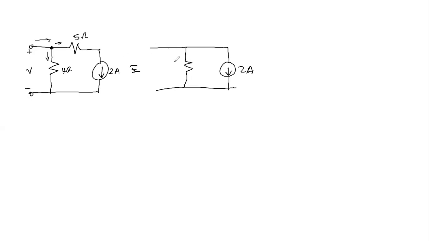And here we have 4 is in parallel with 5. So that's going to give us 4 times 5 divided by 4 plus 5, that's 20 over 9, right? So this is equal to 20 over 9. So plus minus the voltage. Okay, so now we can specify what we have here.